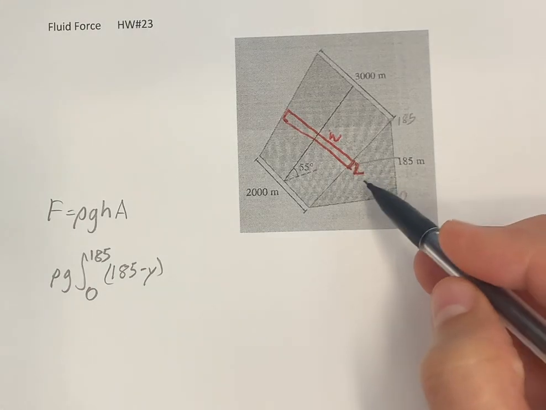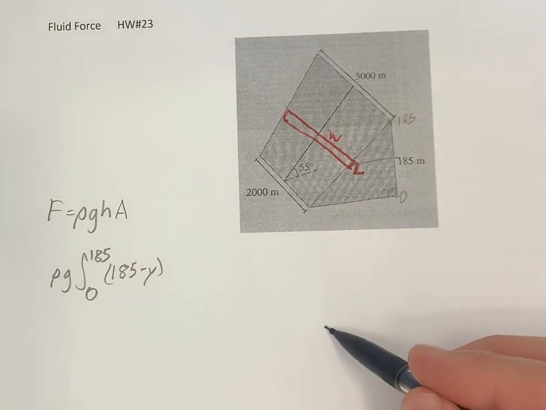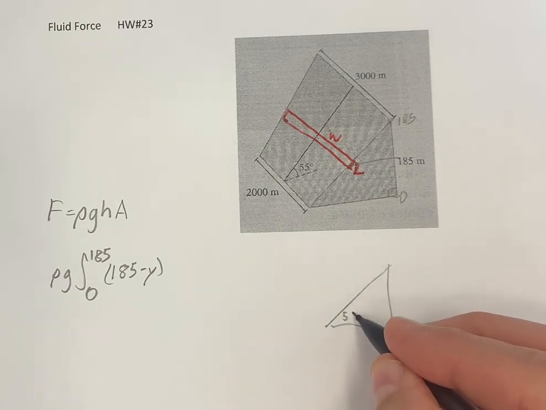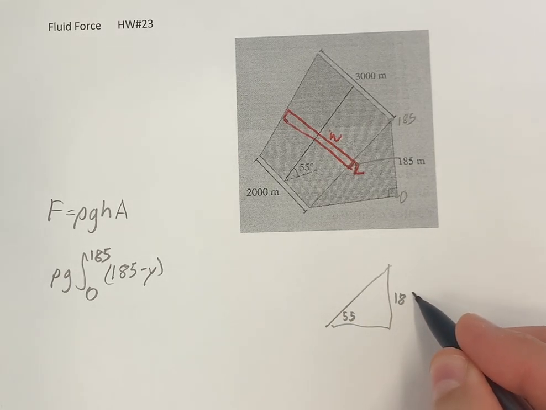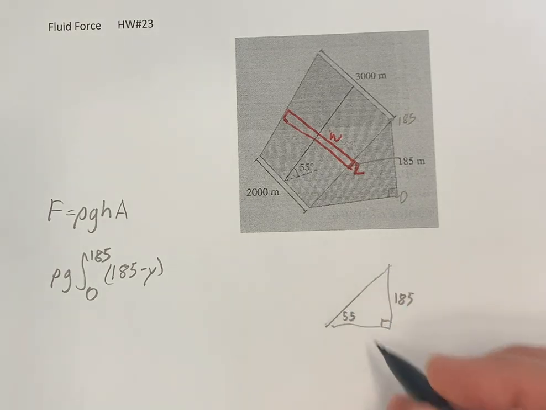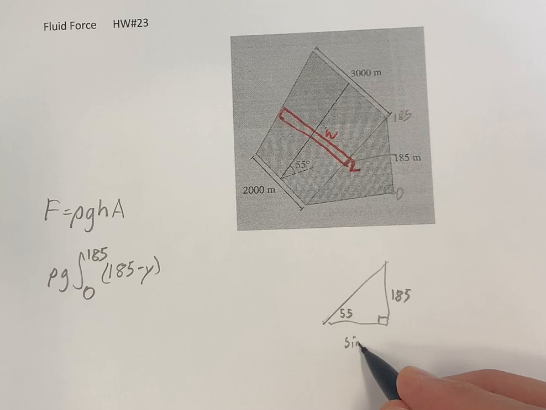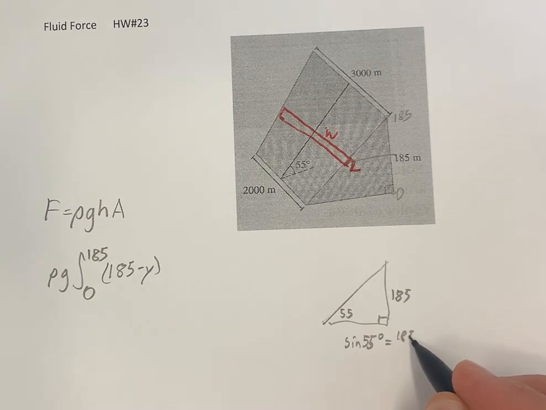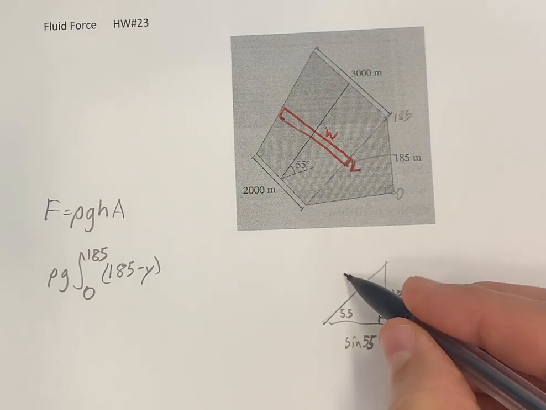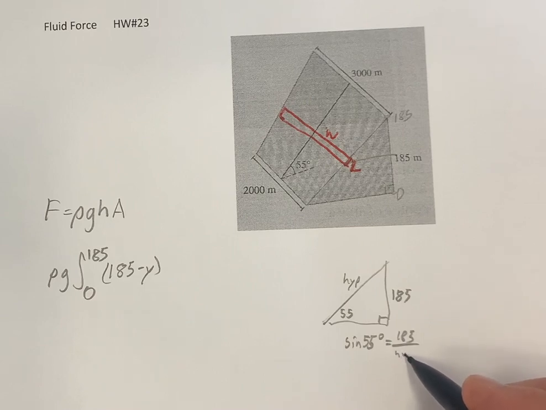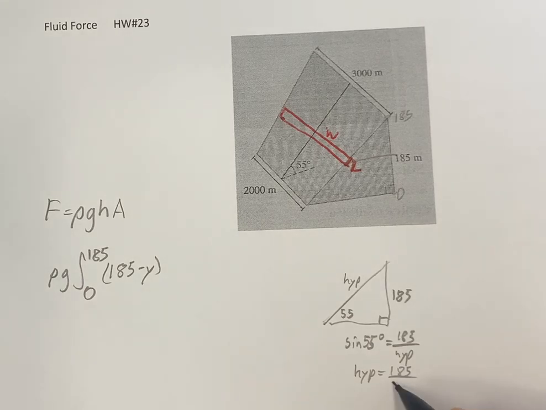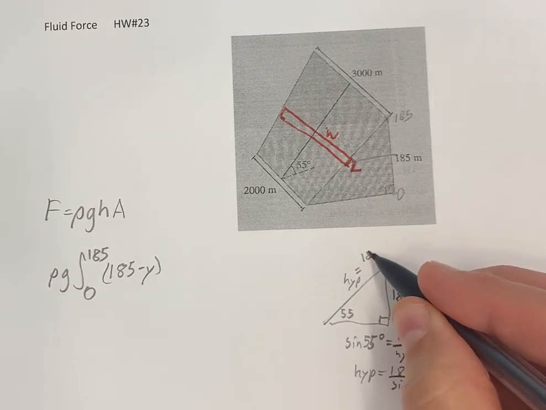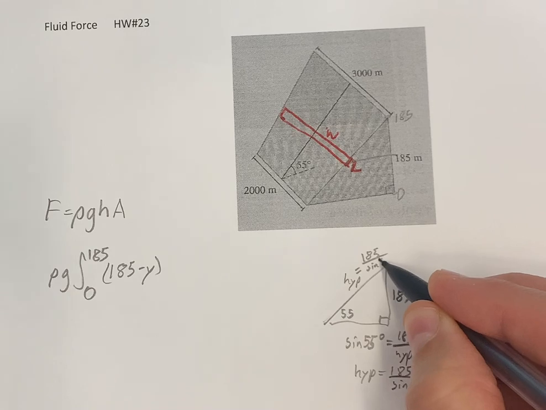And notice this isn't vertical. So if I had this side triangle, you've got 55 there. This is 185. We're kind of concerned about how long is the hypotenuse. So remember, sine of 55 degrees would be 185 over whatever this hypotenuse is. And so the hypotenuse would actually be 185 over sine 55, right? So that's equal to 185 divided by sine 55.